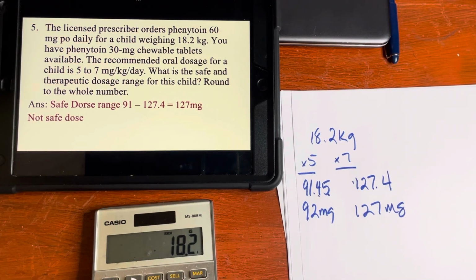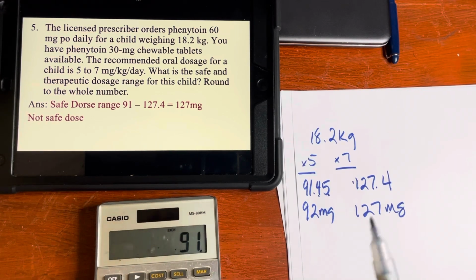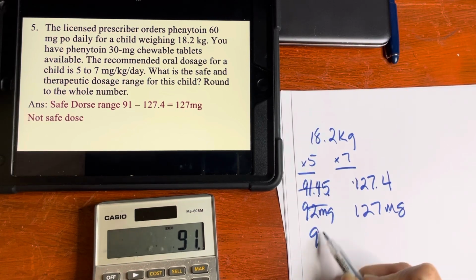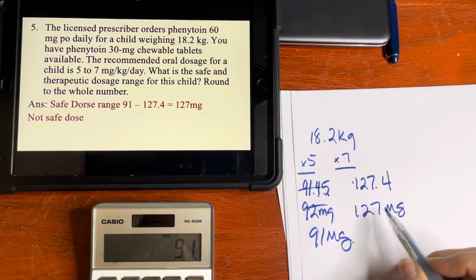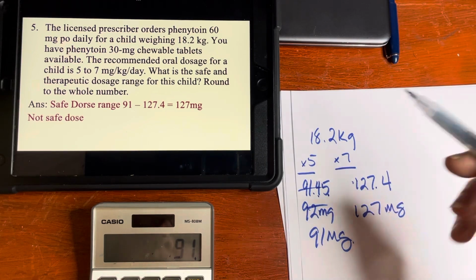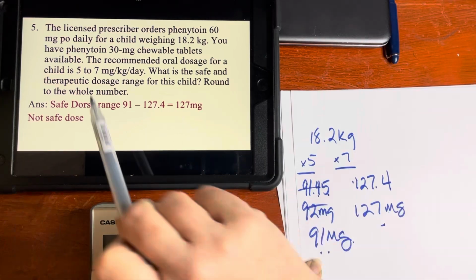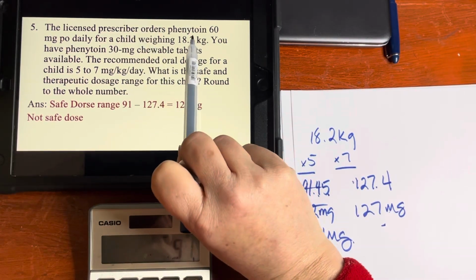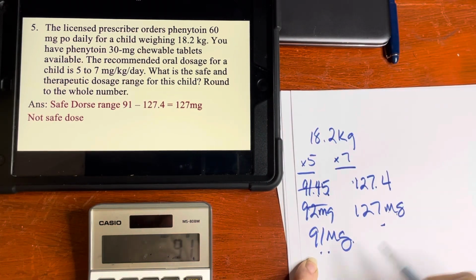18.2 times, I'm not turning this off. Okay, 18.2 times 5 equals a straight 91. That's why. My bad, y'all. And if that throws you, then, you know, it's cool. So the safe dose range is 91 to 127 milligrams. How often? Per day. What he ordered was 60 milligrams per day. And that does not fall in this range. And so, no, that is not a safe dose.